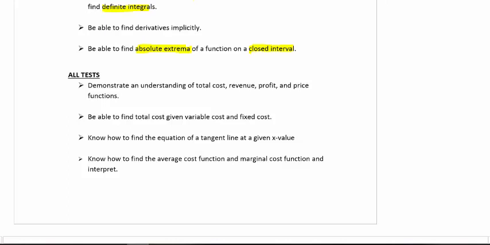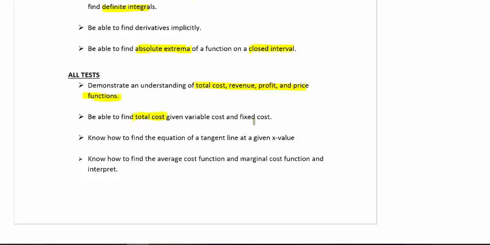Information from every single test. You need to be comfortable, because we've done it all the time, dealing with total cost, revenue, profit, price functions. How do I get a revenue function? Remember, a revenue function is price times X, so that can be taken differently. How do I get, again, total cost? Total cost can be given to me, but if they give me the variable cost and fixed cost, that gives me a linear line. That is my total cost function.